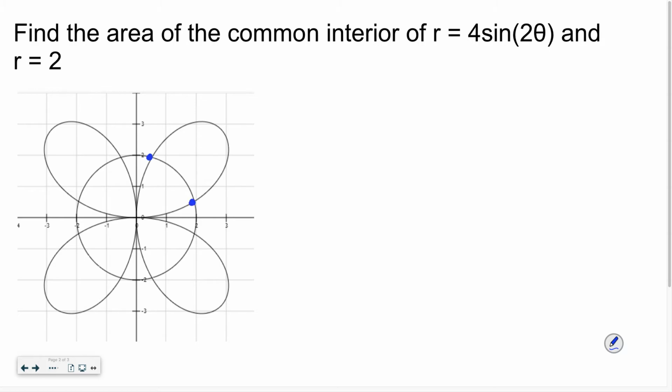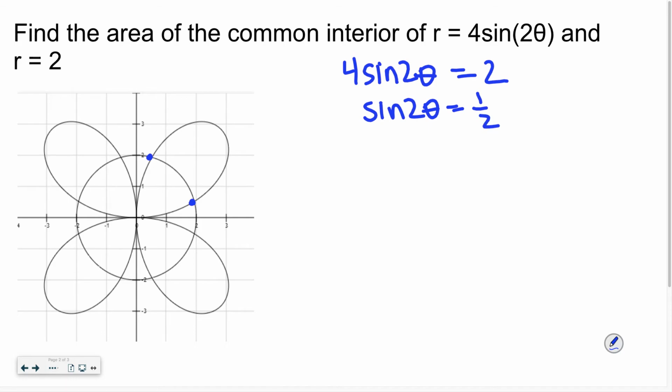How do we find them? Set them equal to each other. So we have 4 sine of 2 theta equals 2. It's a good thing we practiced this, right? First day of school. So the sine of 2 theta equals 1/2. Where does the sine equal 1/2?